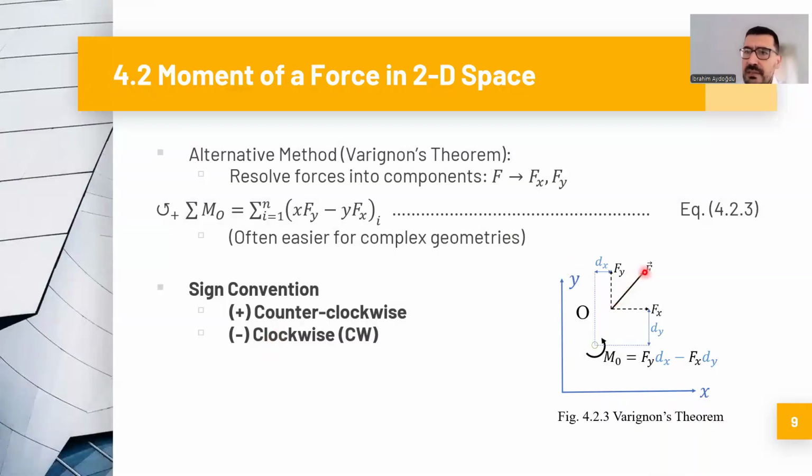In some cases, finding the moment arm can be difficult because we need to draw additional lines and also deal with complex geometries. Alternatively, Varignon's theorem is quite useful. In Varignon's theorem, we resolve the force into rectangular components. Then our moment arm simply becomes the x and y components of the perpendicular distance. So we don't need to deal with complex geometries or additional drawings.